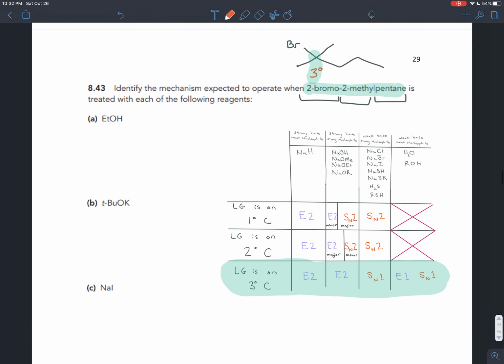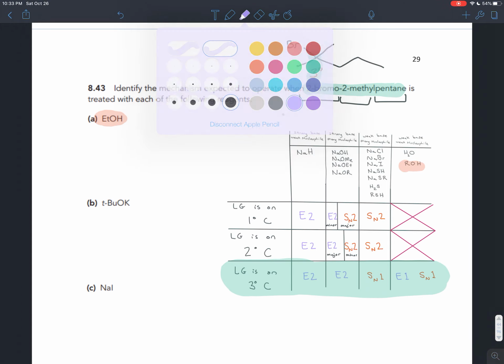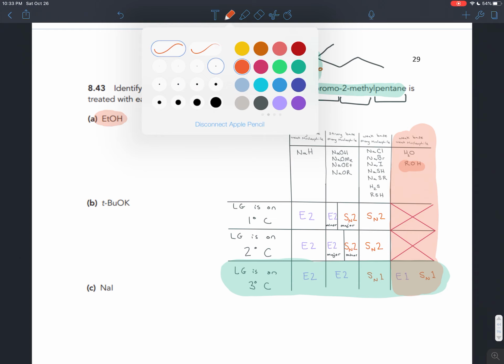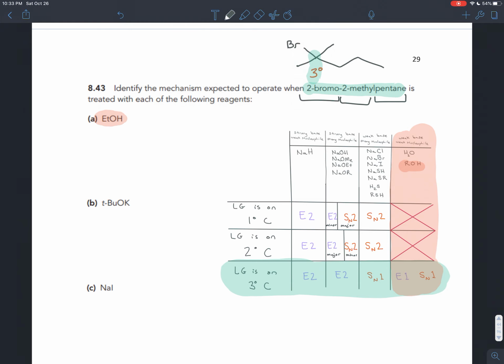Now in all of these, we'll be dealing with 2-bromo-2-methylpentane. And so we're going to leave this row. That will be the only row we consider in this exercise. So here, what if the base or the nucleophile was ethanol, EtOH? Well, that's really ROH, right? The Et is just a carbon chain. It's an ethyl group. And so that acts like the R. So what we have is a weak base and a weak nucleophile. And we can see that that overlaps with the leaving group being on a tertiary substrate. That gives us our mechanisms. We will have both the E1 mechanism and the SN1 mechanism. So we'll get products through both of those mechanisms in that reaction.